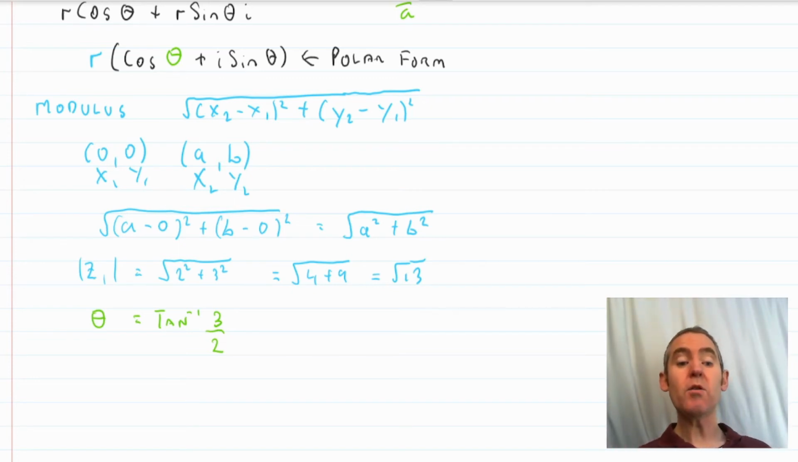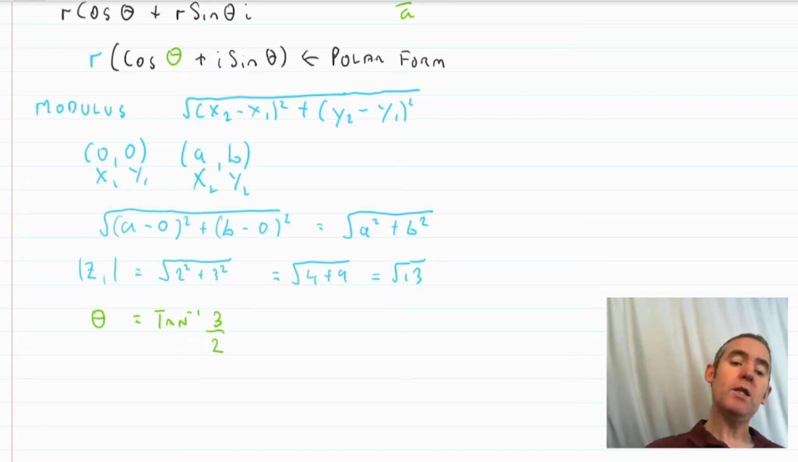So you can use your calculator to get the inverse tan of 1.5, and you will find that that comes out to be 0.98.